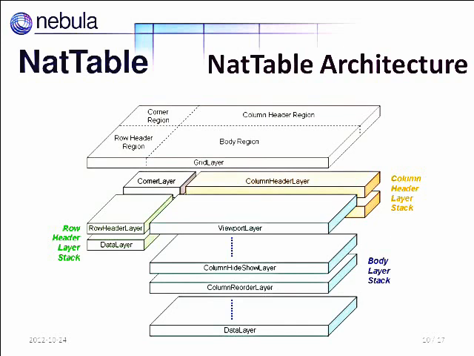So in NatTable, we are stacking up layers for different functionalities. As you can see in this diagram, at the bottom, we are having a data layer, which is used to handle the data in our grid. We are having, for example, the column reorder layer, which enables reordering the columns within the table by drag and drop, and you can simply add this functionality by adding the layer into your grid. We are having the grid layer here. There's the viewport layer handling the visible part of the table.